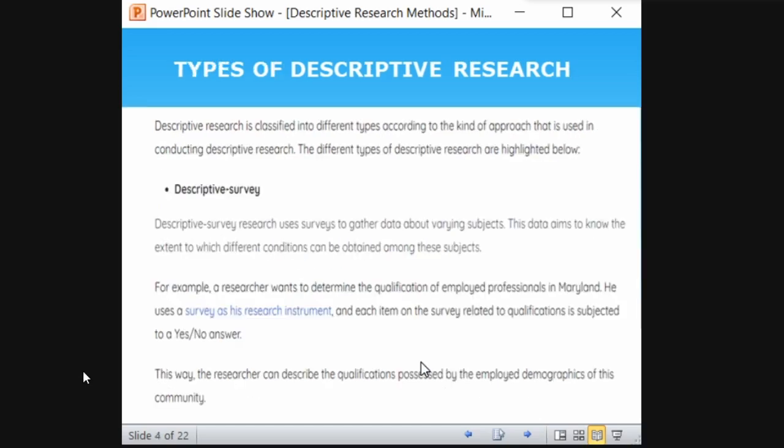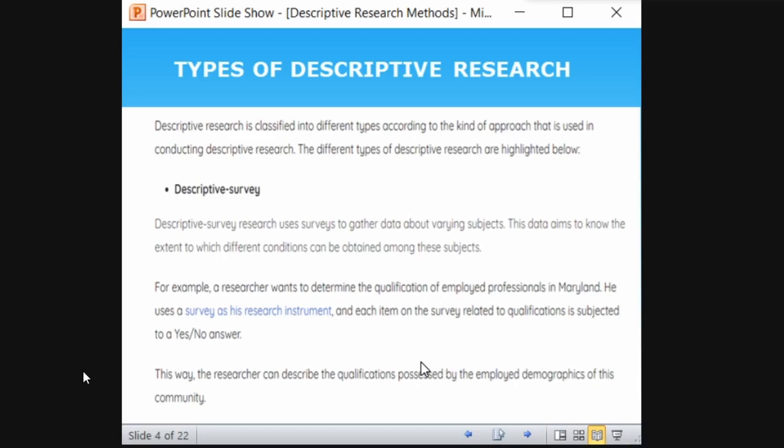So what are the types of descriptive research? It can be classified into different types according to the approaches that are conducted, right? Approaches. So the first one is descriptive survey. So descriptive survey uses a survey to gather data about various subjects. The aim of the data is to know to what extent different conditions can be obtained among these subjects.